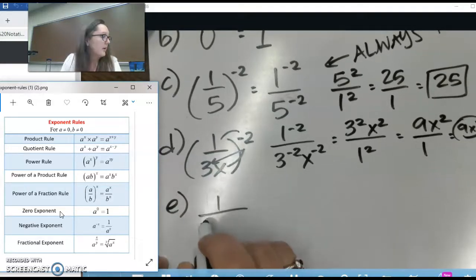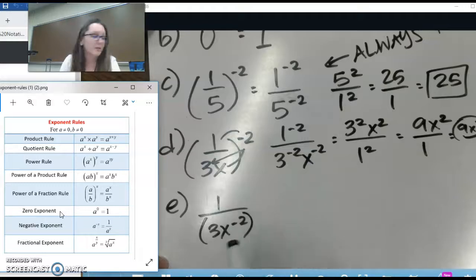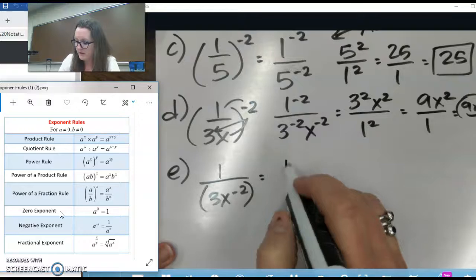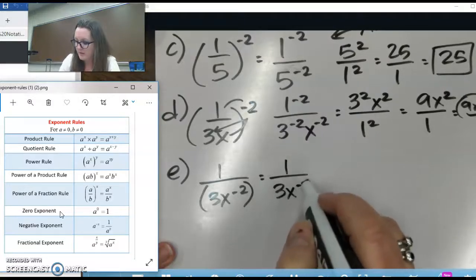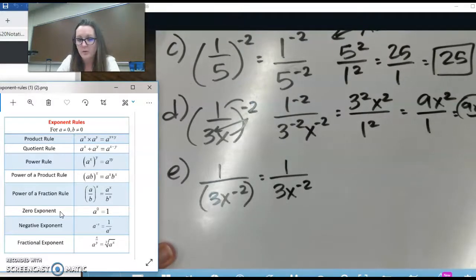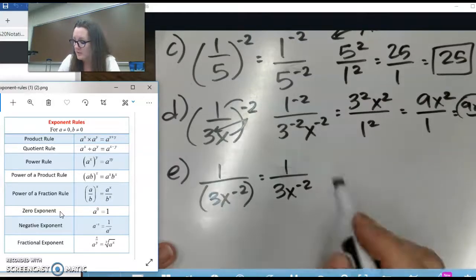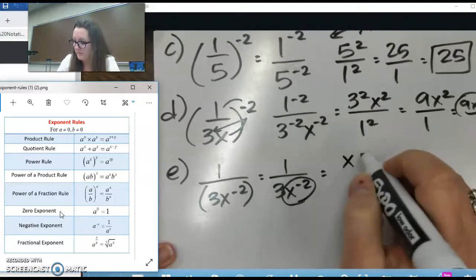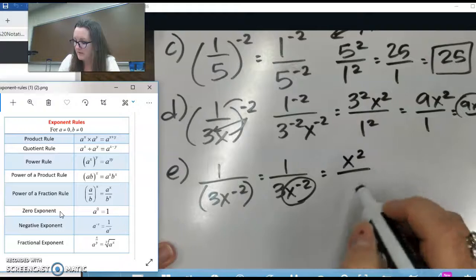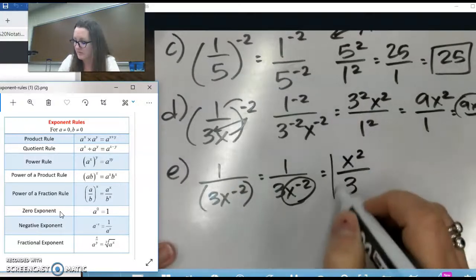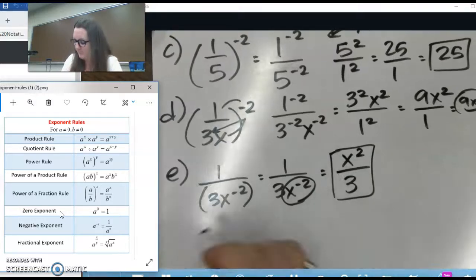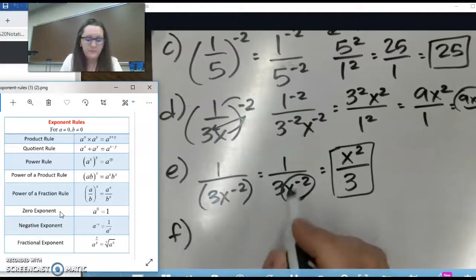1 divided by 3x to the negative second. This one's a little bit tricky, right? Since I don't have a power over here, there's really not any need for me to have the exponent. So I'm going to go ahead and take it out of the exponent. This makes it a little bit more clear of which is being raised to a negative power and which is not. So since only the x is being raised to a negative power, that's the only base that I'm going to move up. So it's x squared divided by 3, and that's going to be your answer there. It's really 1 times x squared, but I went ahead and skipped a step. All right, let's move on to F.